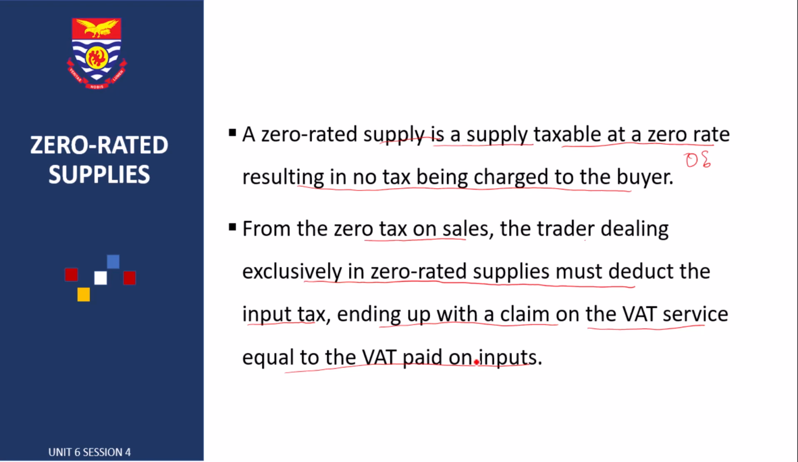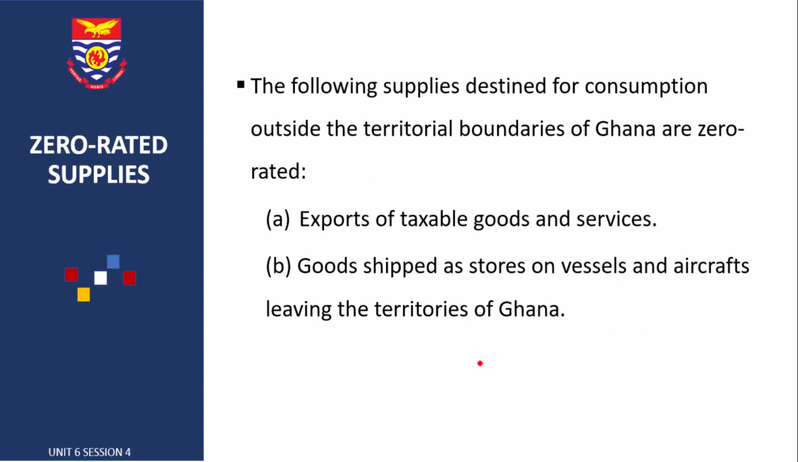Here, the taxable person is required to obtain and retain the documentary proof that is acceptable to the Commissioner General and that substantiates the person's entitlement to apply the zero rate to the supply. Let us look at some supplies that are zero rated.